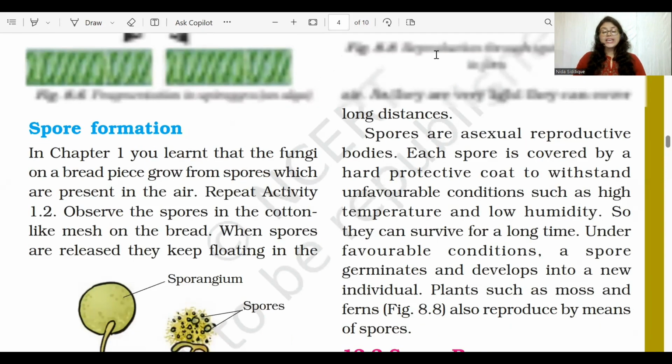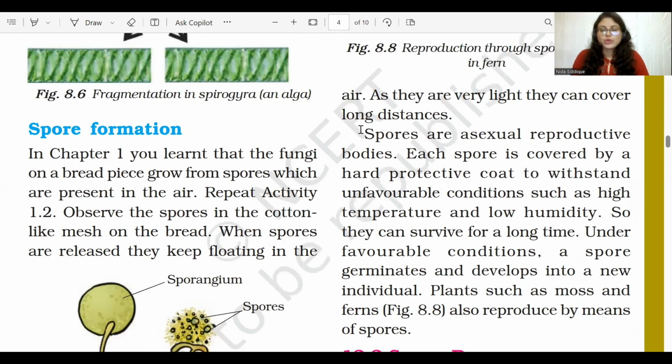Okay. So today we have learned about the different asexual modes of reproduction. We have learned about vegetative reproduction. We have learned about budding, fragmentation, as well as spore formation. In the next video, we will be learning about sexual reproduction.